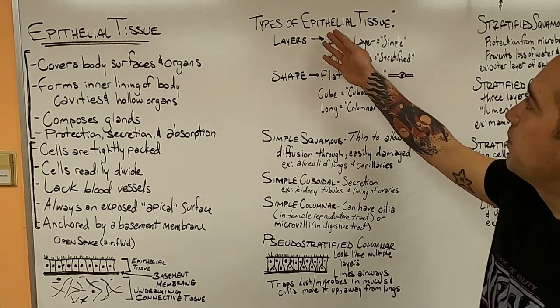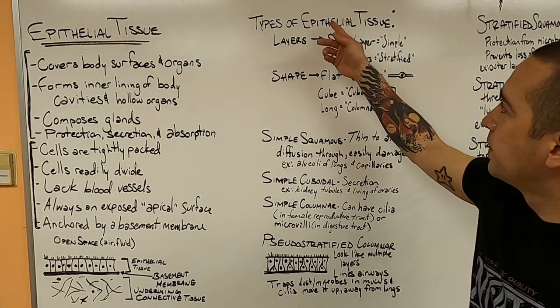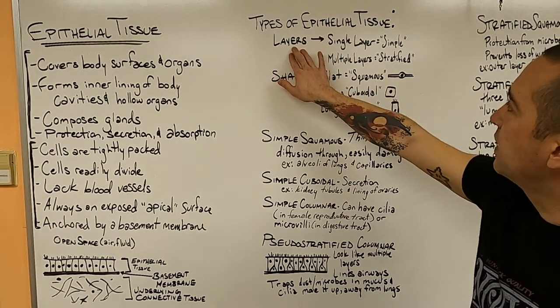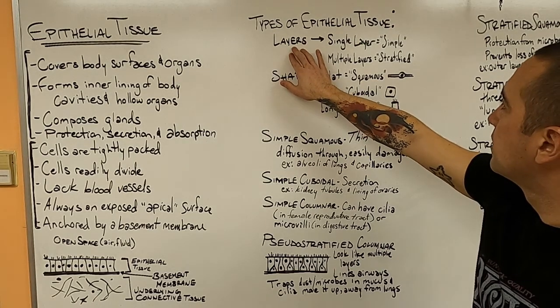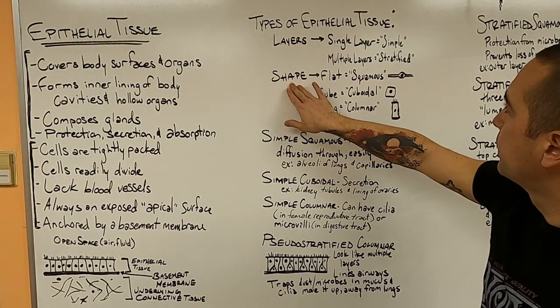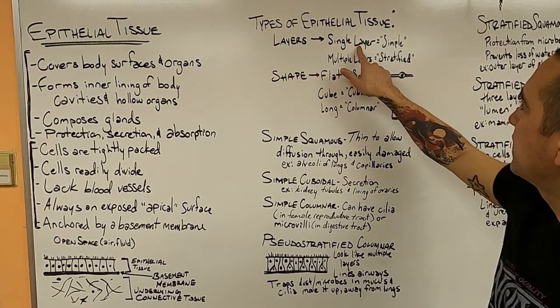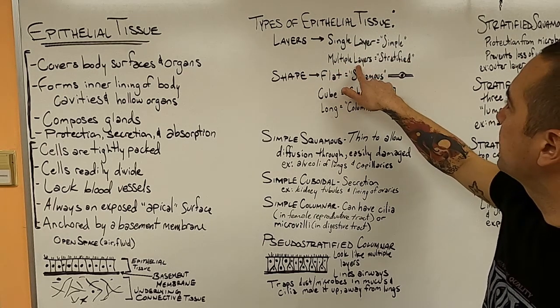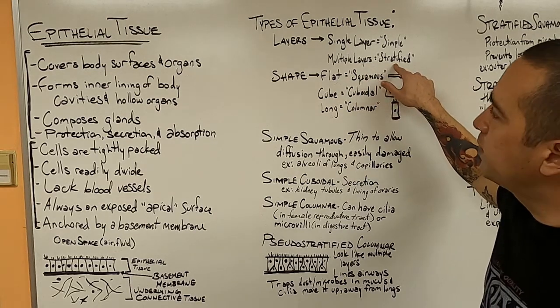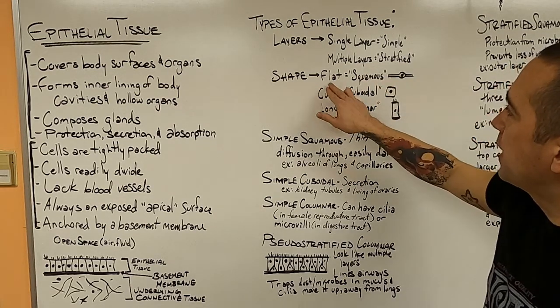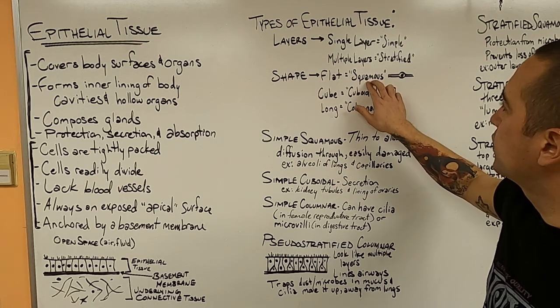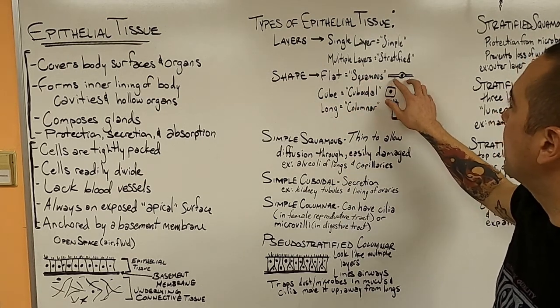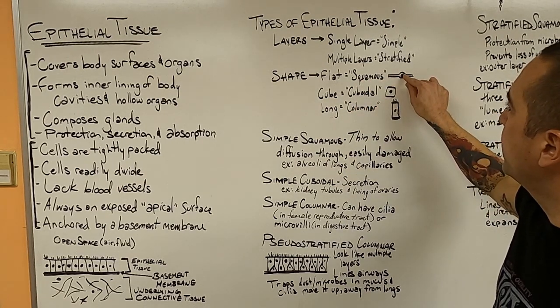Now, there are many types of epithelial tissue. It's classified by how many layers of cells there are, or the cell's shape. If it's a single layer of cells, then that's called simple epithelium. If it is multiple layers of cells, that's called stratified epithelium. The cells might be flat, in which case they're called squamous, and they look like this, mostly flat, maybe a little bulge for the nucleus.